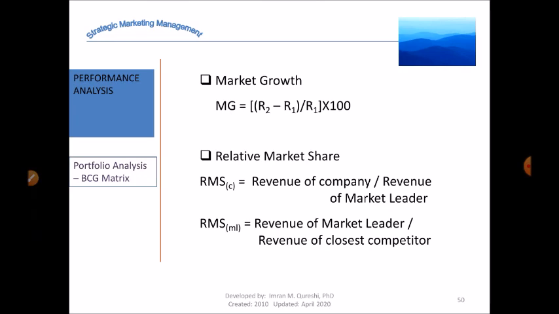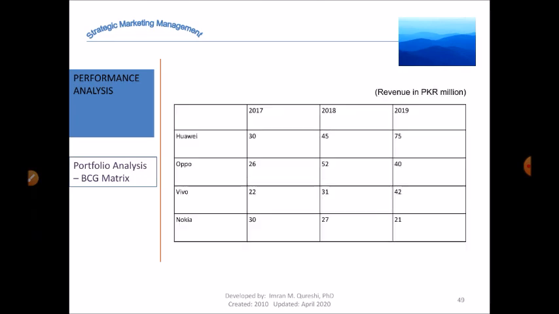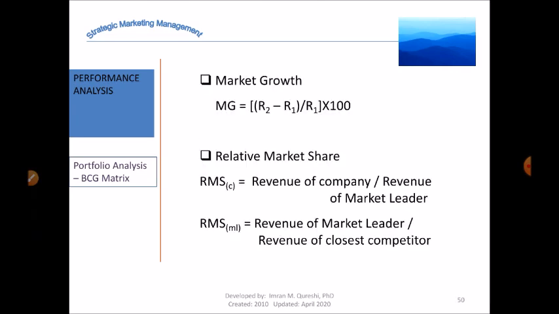Okay, so if we make an example, let's say our year in question is 2018, so we take the data of 2017 and 2018. In 2018, if you look at the data, then Oppo is the market leader with 52 million as the revenue, and the closest competitor is Huawei, which has 45 million revenue. Looking at these formulas again, we'll then move on to how to practically make this. Okay, next slide.